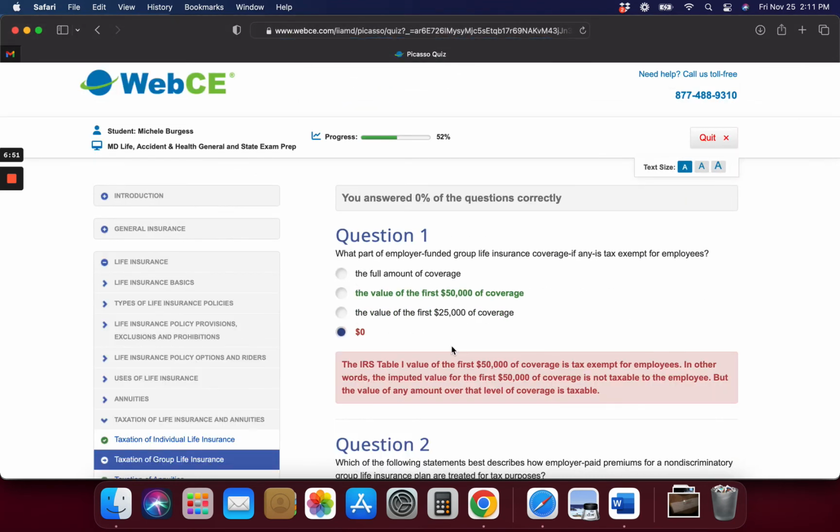All right. And we got none of them correct. Oh, we did some bad guessing on this one. All right. The answer to the first one is the value of the first $50,000 of coverage is tax exempt. After that, it is taxable.